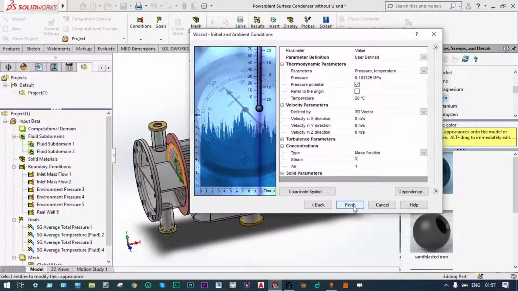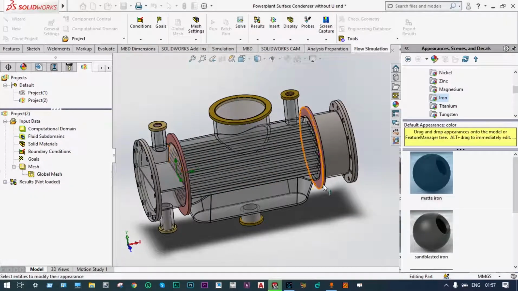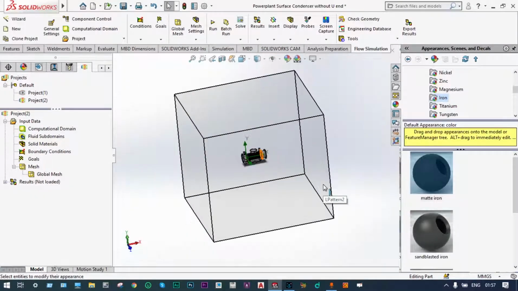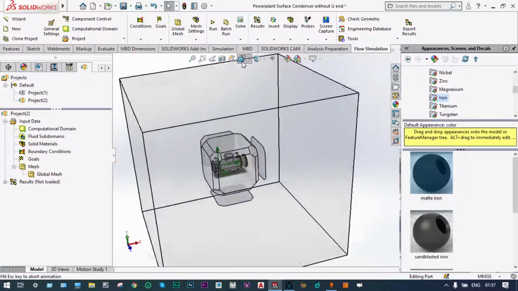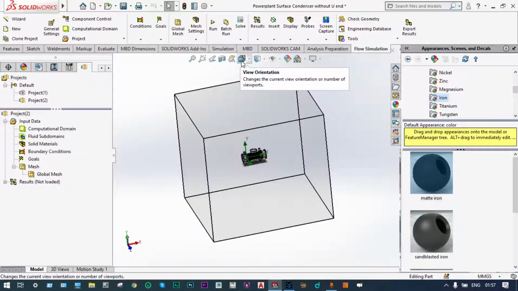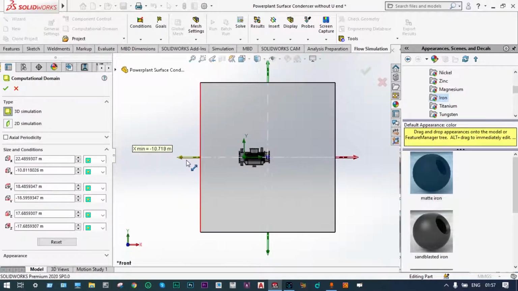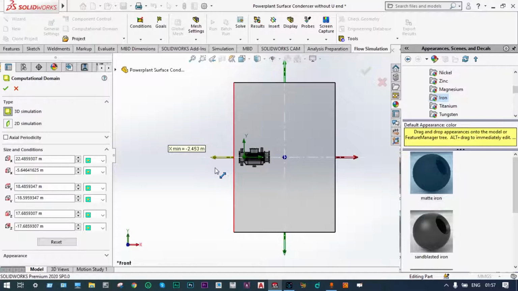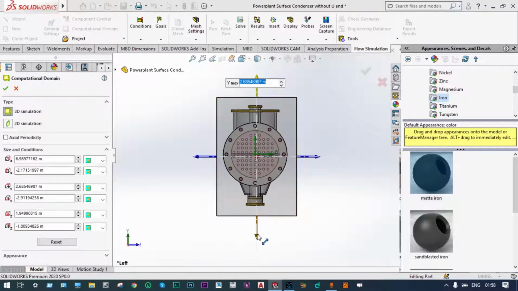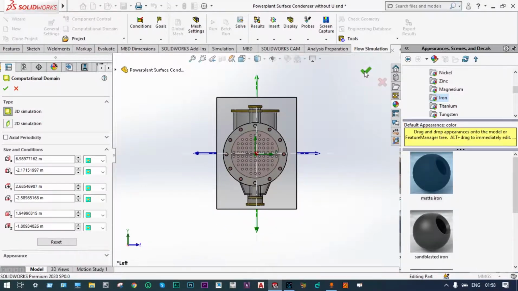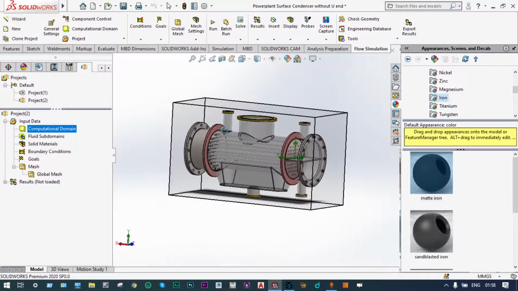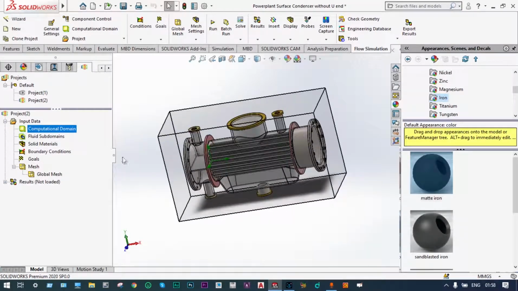Let us finish this one. You can see this is the computational domain. This is very huge. We have to reduce this volume, because the more the volume, the more the time for calculations. Let us edit this computational domain. Now our computational domain is ready. Green check. This is our computational domain. So let us hide this part.